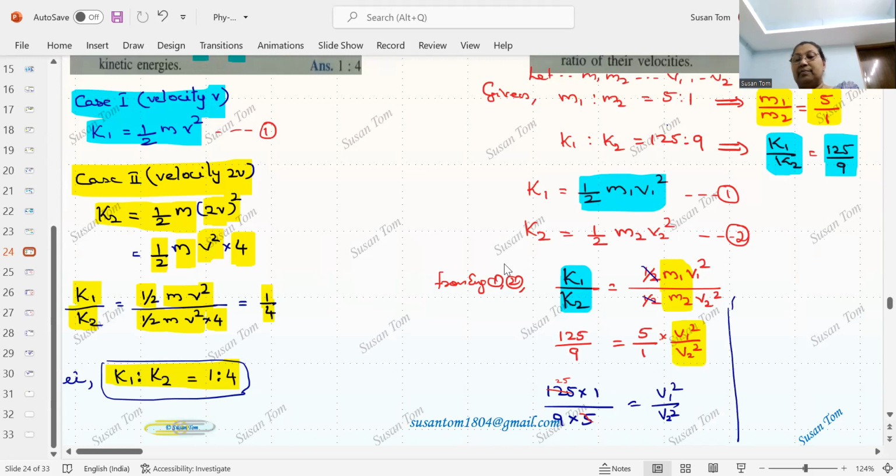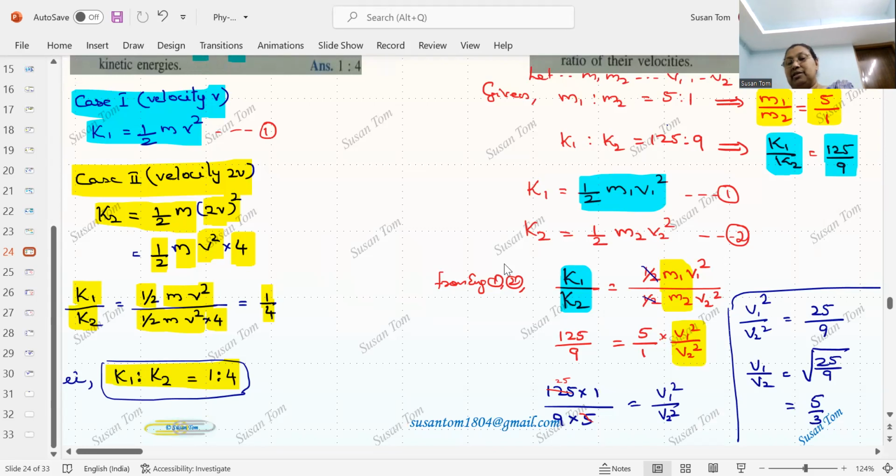I continue here. So we got v1 square by v2 square is equal to 25 by 9. Taking square roots on both sides, v1 by v2 is equal to square root of 25 by 9, which is square root of 25 by square root of 9, which is equal to 5 by 3. v1 by v2 equals 5 by 3. So we can write the velocities compared, v1 ratio v2 equal to 5 ratio 3. Got it?